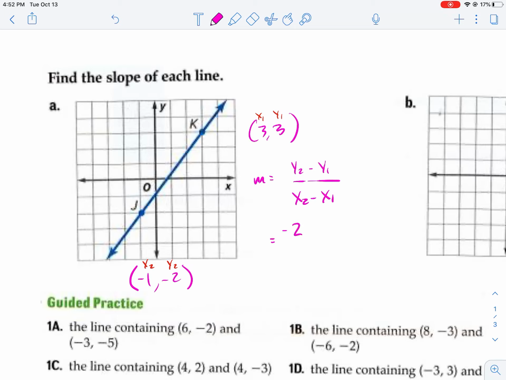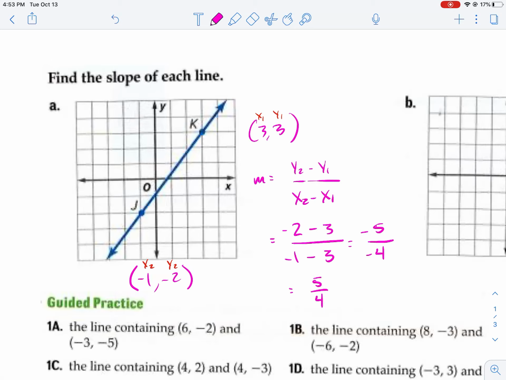So -2 minus 3 all over -1 minus 3. Now you're looking at this, like, ooh, a bunch of negatives here, right? We still end up with a positive slope. So this becomes -5 over -4. Remember, if they're both negative, you keep the sign and just add them. And so -5 divided by -4 is just 5 over 4.